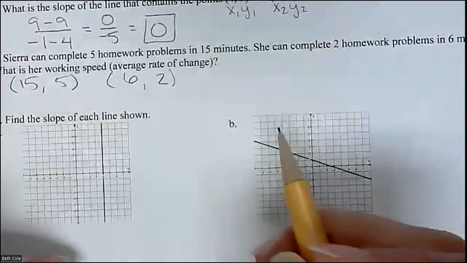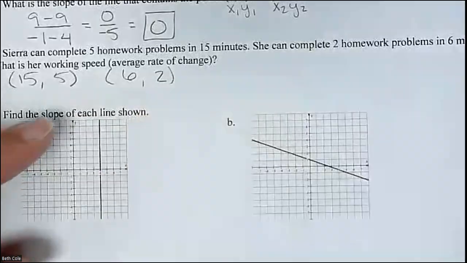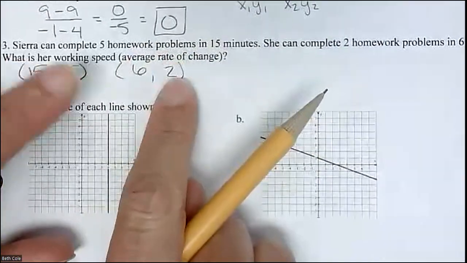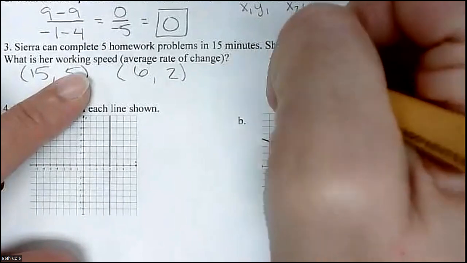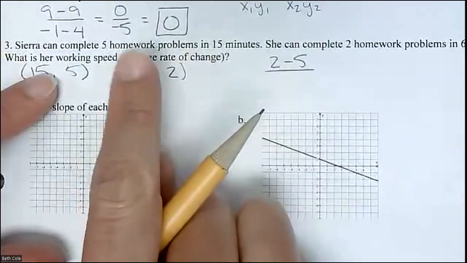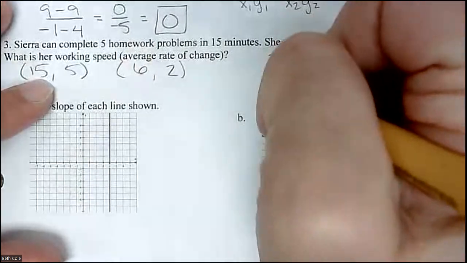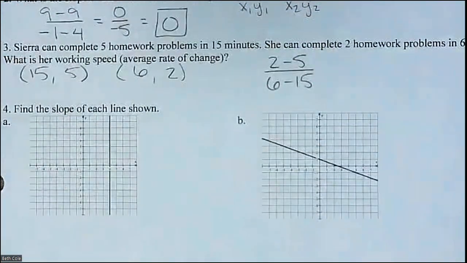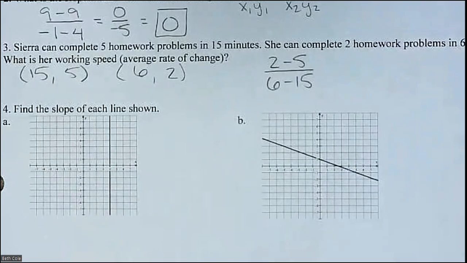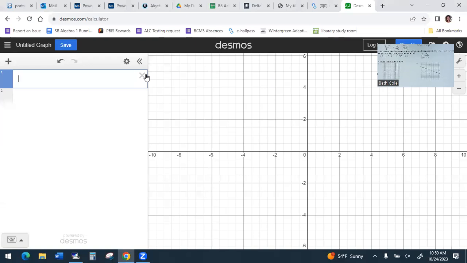All right, and then you're going to plug these into the slope formula. Which 2 numbers go in the numerator? Good, it'll be the Y values. 2 minus 5, fraction bar, and then 6 minus 15. I didn't label them that time, but you always can. And here, I'll just slap that in the calculator. Look, share screen. Just type it exactly like it looks. 2 minus 5 over 6 minus 15.